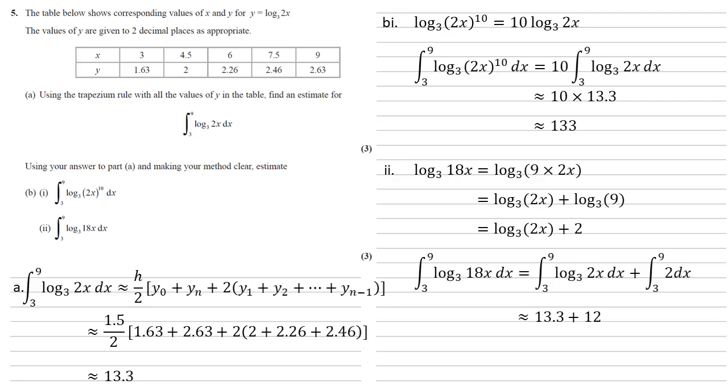We know that first integral, it's 13.3. Our second integral, integrating 2, we get 2x between 9 and 3. 2 9s minus 2 3s gives us a value of 12. Bringing them together, we get an estimate of 25.3.